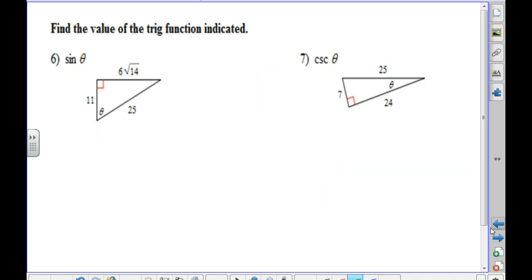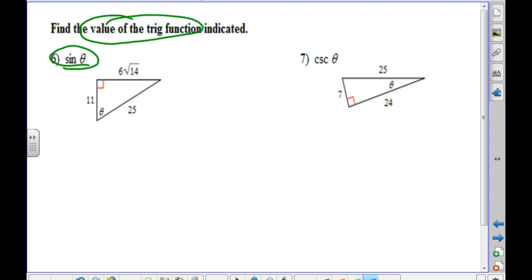Excellent. We are on to number 6. Now, the biggest problem with these is doing too much. Students think that it's asking them to find the angle, so they type it in and get an angle. It's not what it's asking. It says find the value of the function. Well, the value of the sine is just a fraction.